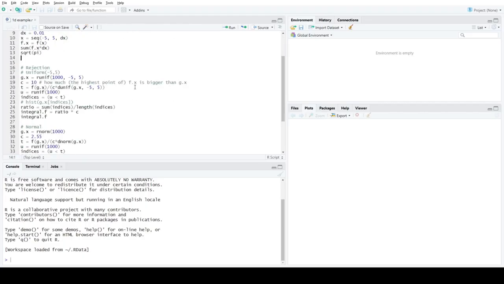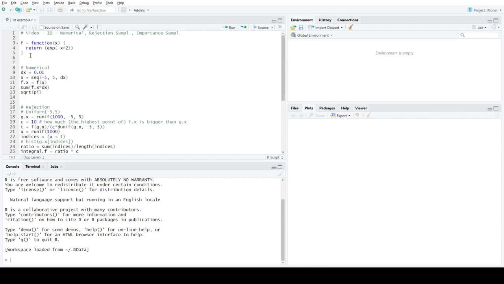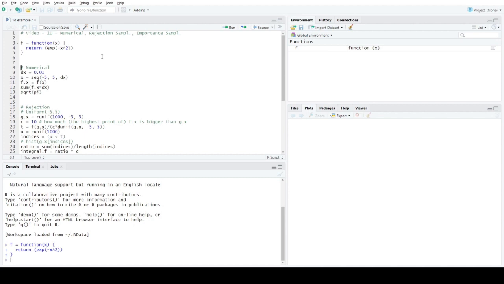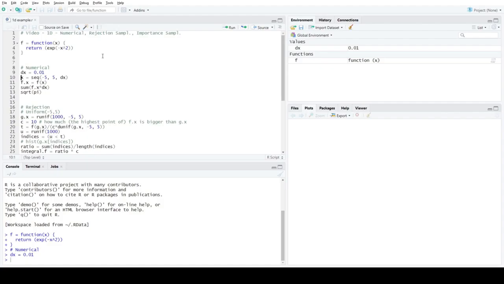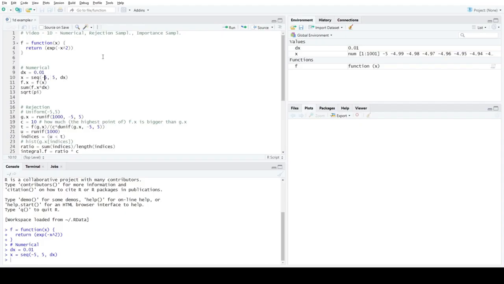Okay, now I want to switch into R and show you how to do everything in R. So this is the function that we are looking for, and this is the first method that I told you, the numerical method or the Riemann sum. And this is the length of the interval, I'll call it dx. And here I create a sequence between minus 5 and 5 whose length are dx. And why minus 5 and 5? We just assume that below the value of minus 5 and above the values of 5, the function is so small that it's basically zero.